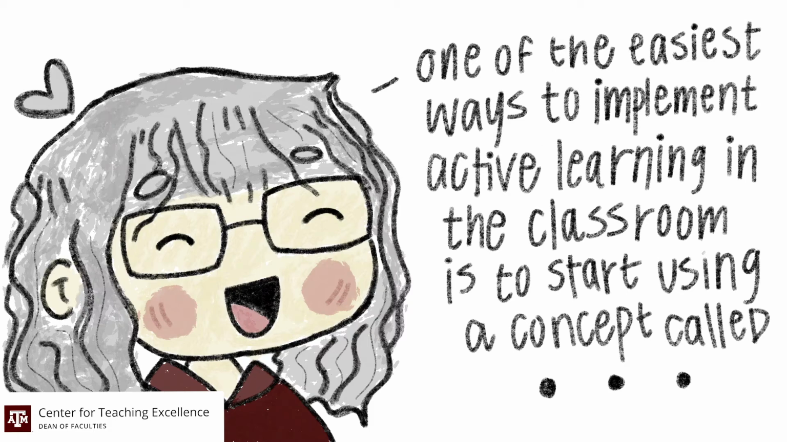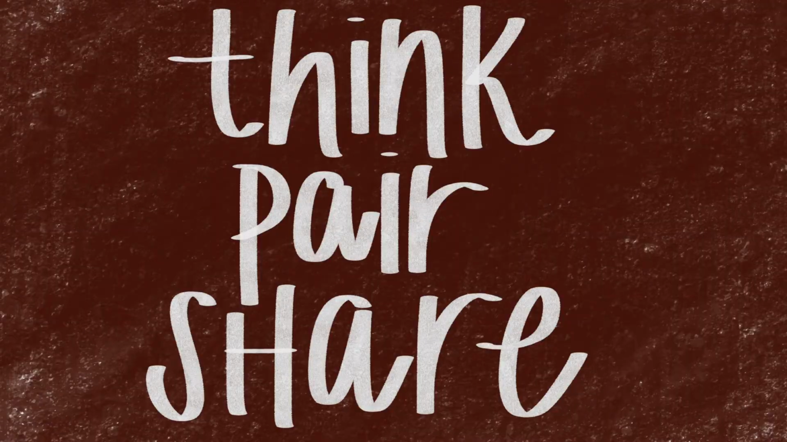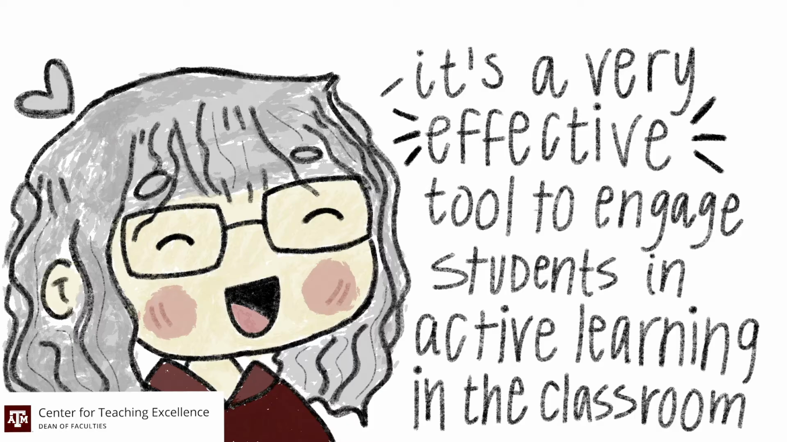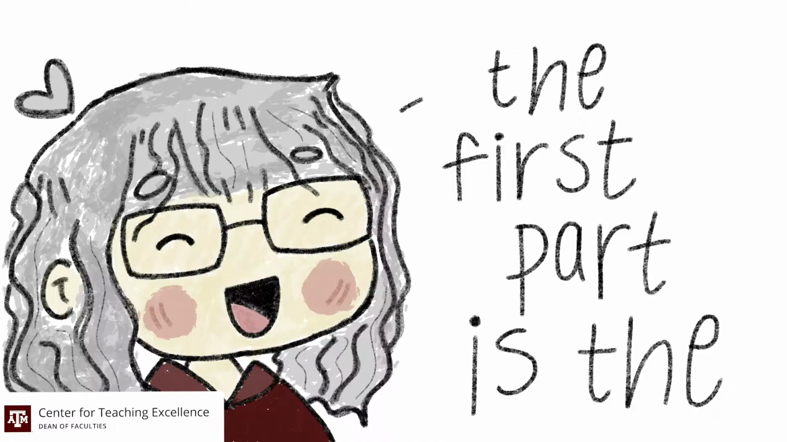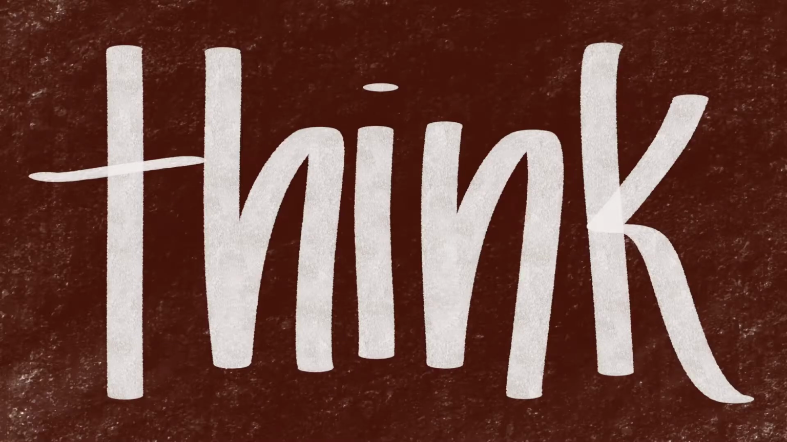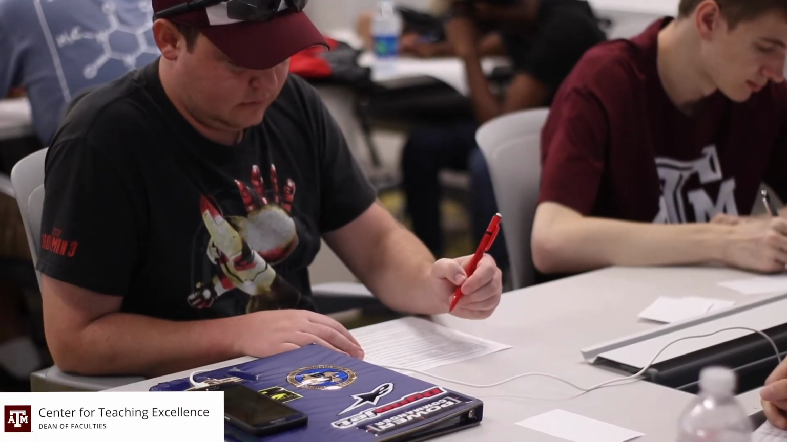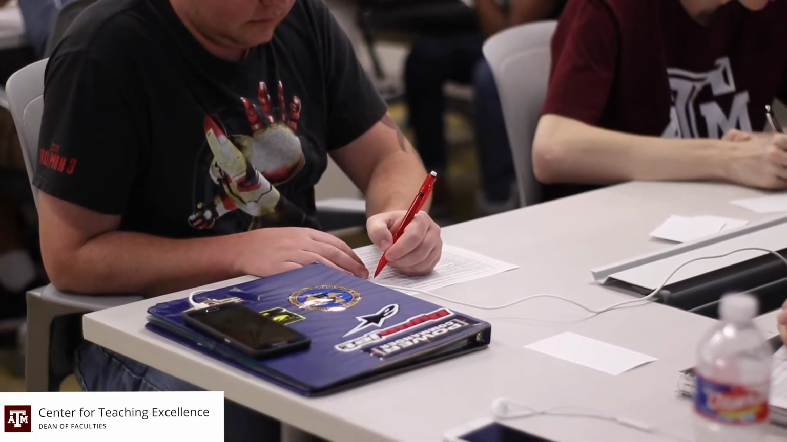One of the easiest ways to implement active learning in your classroom is to start using a concept called think, pair, share. It's a very effective tool to engage students in active learning in the classroom. It's a three-part process. The first part is the think. You give the students time to think and reflect on what you're asking them.